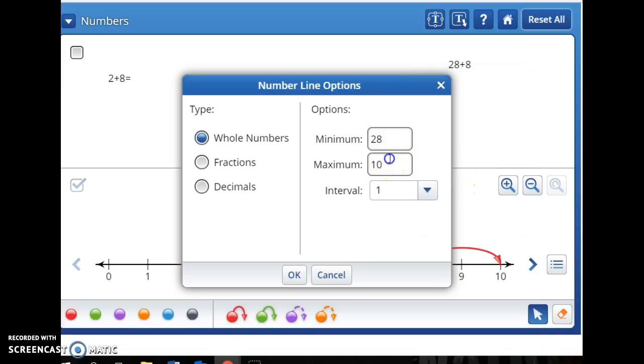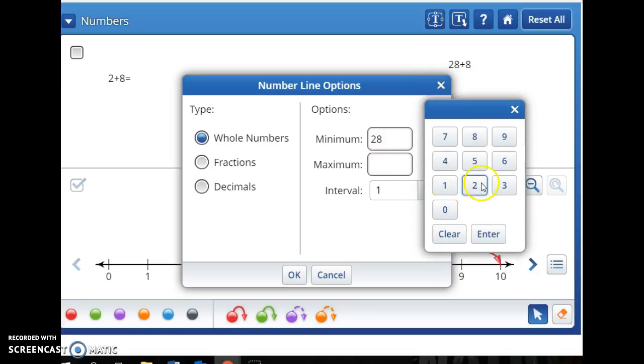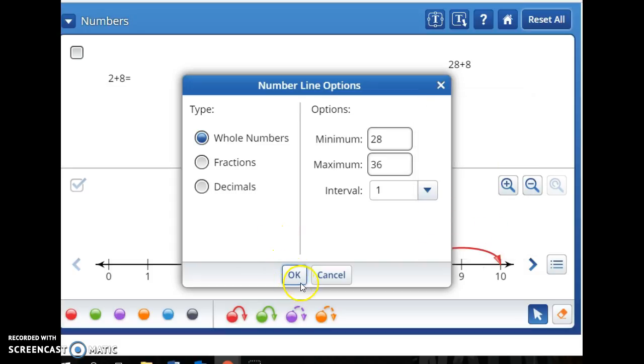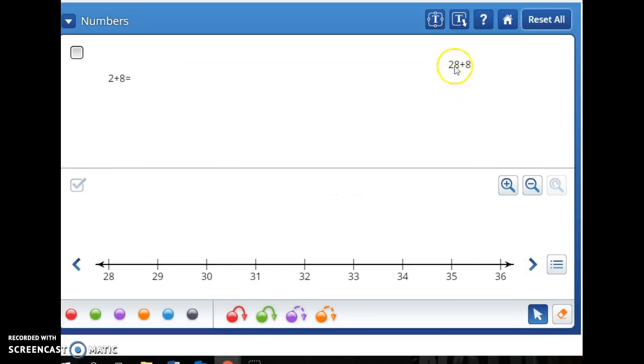And then they would just start at 28 and keep counting up on their number line until they get, let's say, to 36. But they could just make it as big as they would like, wanting to start with the big number, Big Daddy. Now you have a number line that suits your needs for what you need to do the problem.